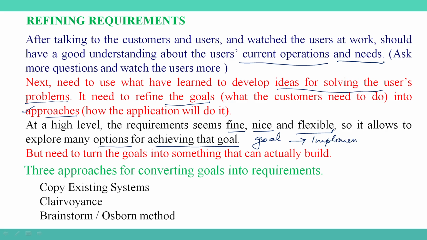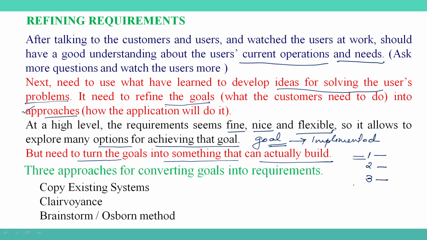The problem is that some of the goals may not be achievable. That's why we first said that the requirements should be achievable. Then you need to turn goals into something that can actually be built. So this goal to requirement conversion is required. A goal is in pure natural language and requirements are also in natural language, but requirements should say very specifically, okay, 1 this is to be done, 2 this is to be done, 3 this is to be done, like that. You have to convert it into executable or achievable forms.